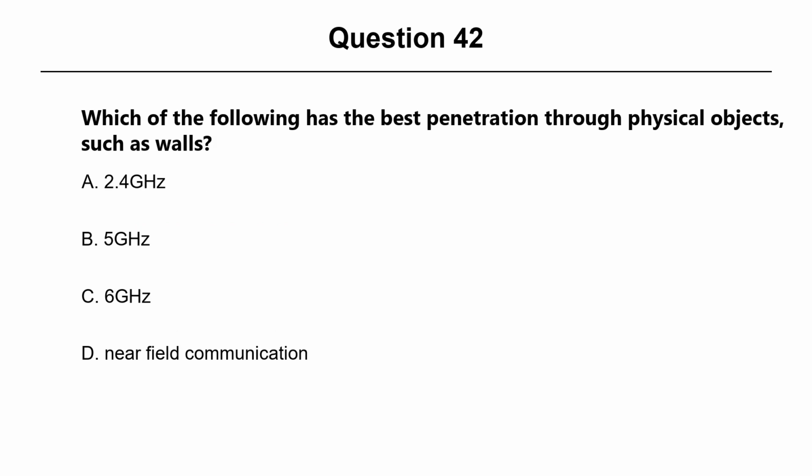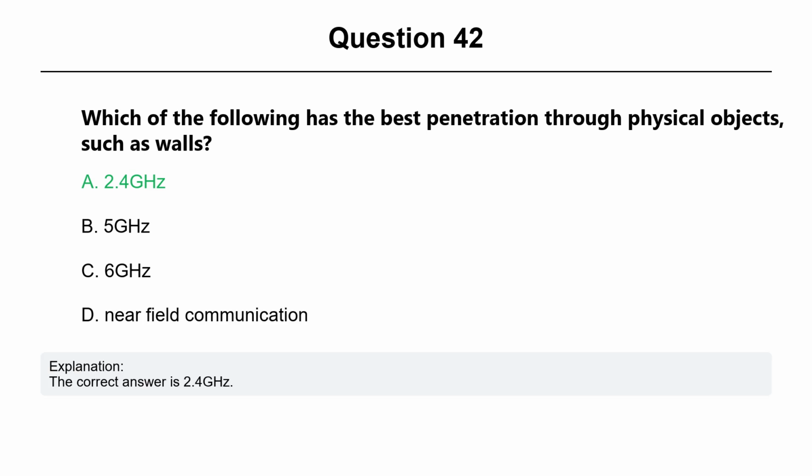Question 42. Which of the following has the best penetration through physical objects, such as walls? Option A, 2.4 GHz. Option B, 5 GHz. Option C, 6 GHz. Option D, Near Field Communication. The correct answer is option A, 2.4 GHz.